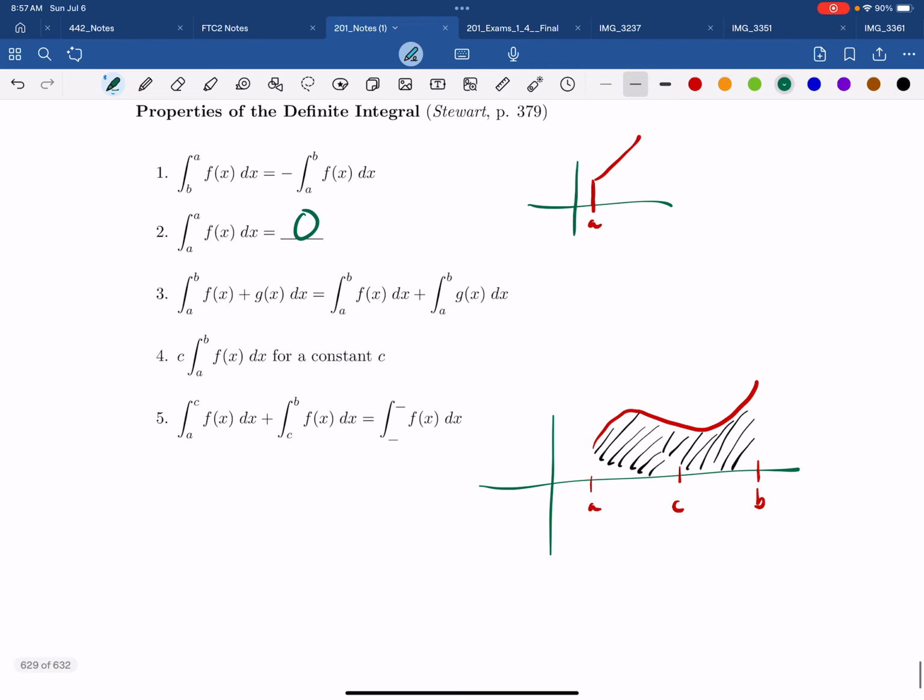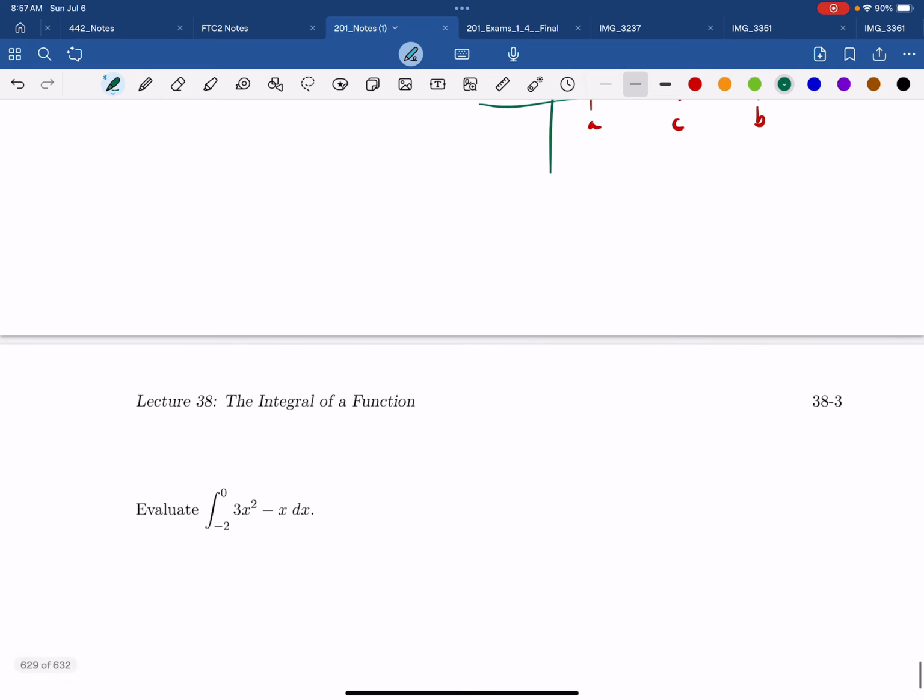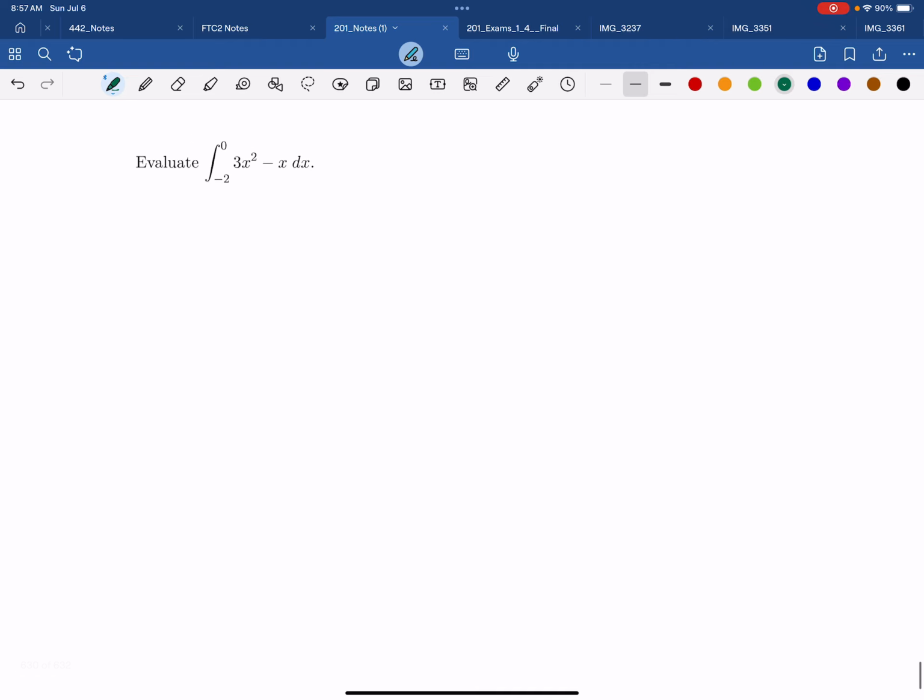So the area from a to c plus the area from c to b is just the area from a to b of the curve. Okay. And let's do one more example. One more example, right? This is a little bit longer.